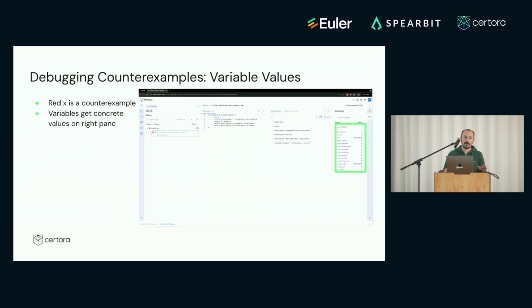So when you have a counterexample, this means the tool has found a specific valuation for the variables where this property does not hold. And in this case, you can see that even though the amount that was given to the deposit function and the funds that the user had before the call were both 0, somehow after deposit, the amount is 1. So you can see clearly there's something going wrong.